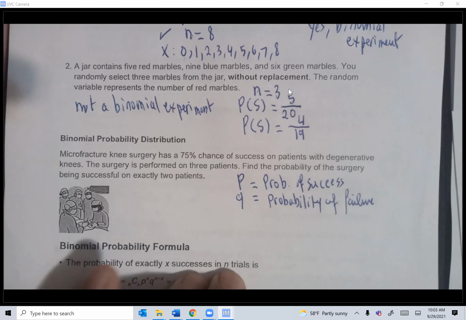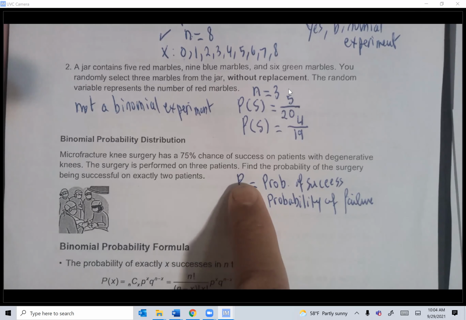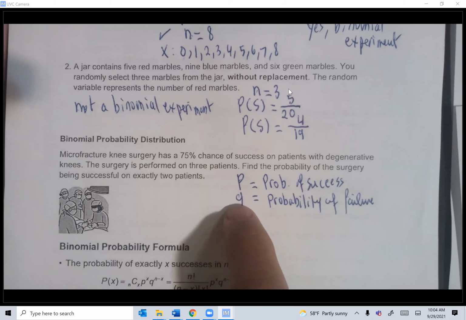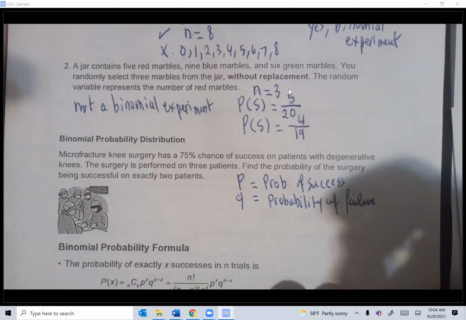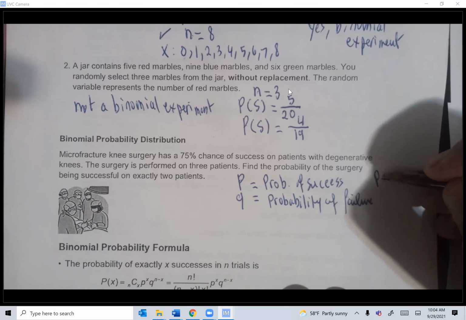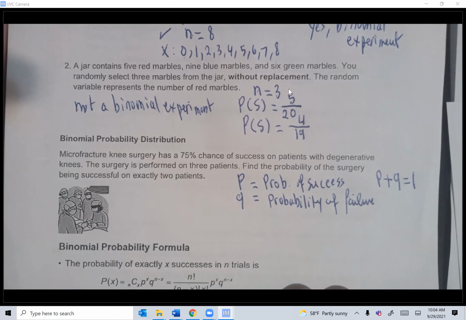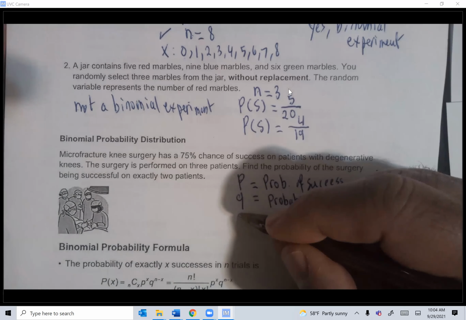And if there is a 75% chance of success, there is a 25% chance of failure, because the probability of failure plus the probability of success should always add up to 1. So I'm going to write it down here. P plus Q is always equal to 1. N is the number of trials.